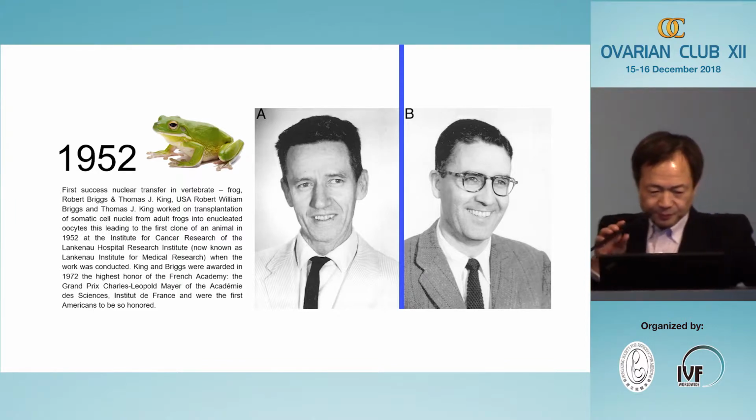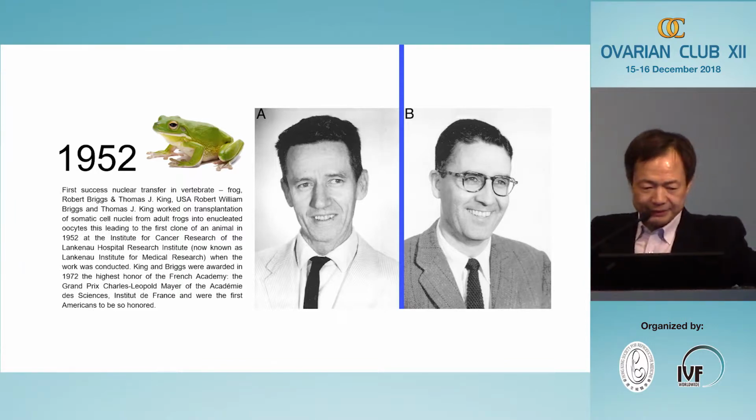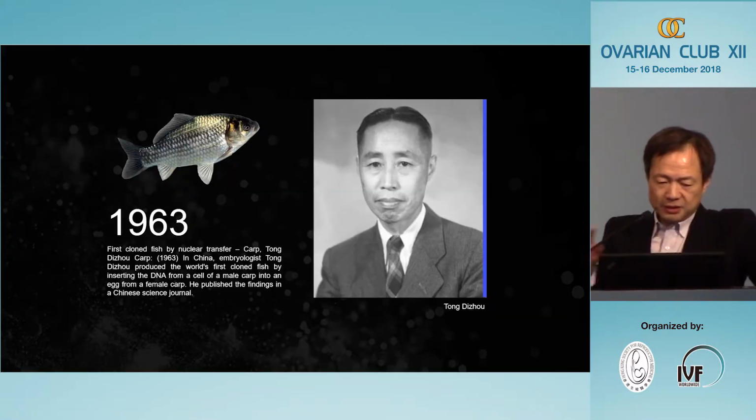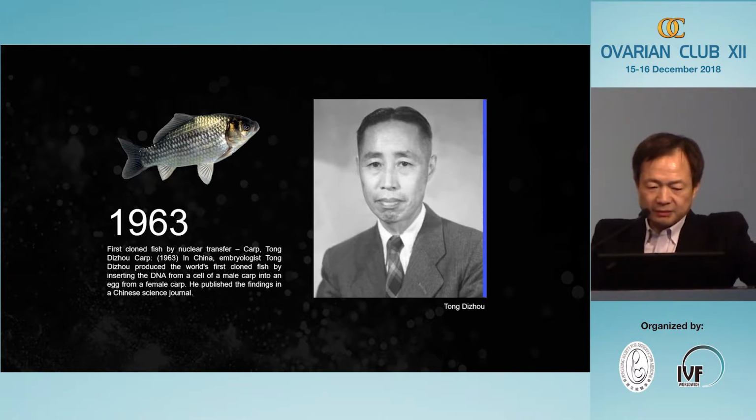These are the two pioneers studying the frog cell and working on the gametes. Very soon, a pioneer came from China, actually. Professor Tong first studied fish eggs in 1963, and that was the very first success story of cloning in fish.